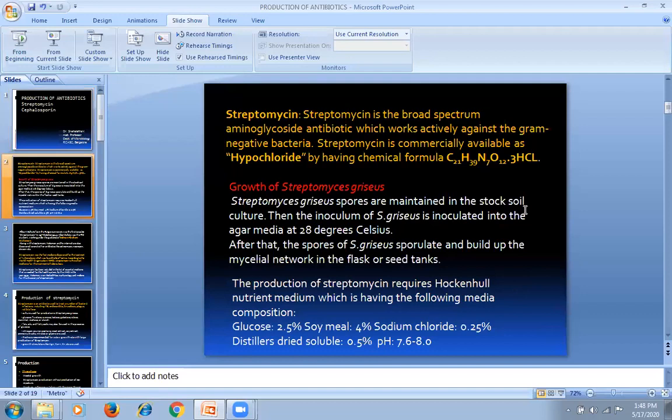The composition is glucose 2.5%, soy meal 4%, sodium chloride 0.25%, and a pH of 7.6 to 8.